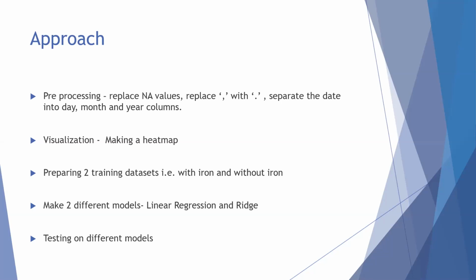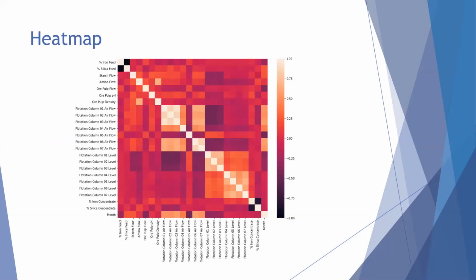So this was the heat map that I got. And as if my mouse is visible, the second last parameter is the silica concentrate that we had to predict. So I saw that there was no significant parameter that made a huge impact or had insignificant impact to rule it out.